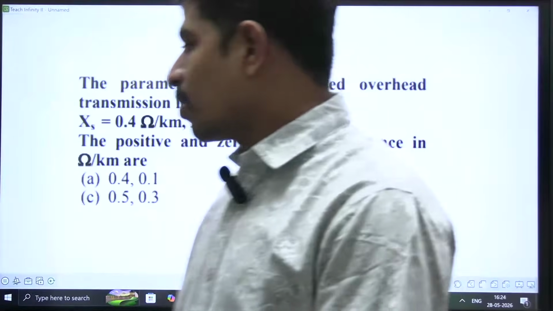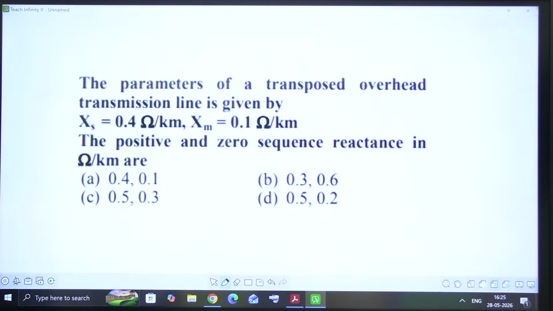Okay. So this is about positive sequence, negative sequence, and zero sequence impedances of a transmission line.